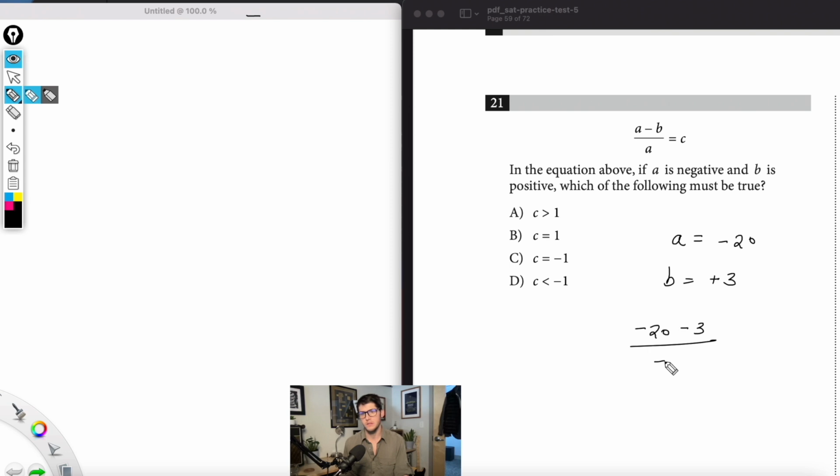So of course that would be negative 23 over negative 20, which is positive 23 over 20, or a little bit more than 1. 1 point, whatever that would be, 1.15. So that's what C is, 1.15. Well, is C equal to 1? Definitely not. Is C equal to negative 1? Definitely not. Is C less than negative 1? Definitely not.